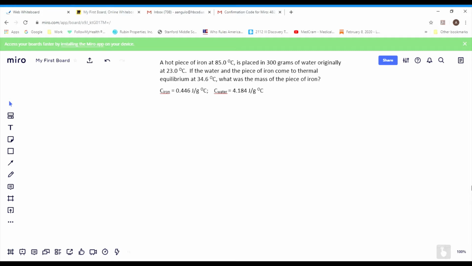Let's go ahead and try this problem right here. This problem says a hot piece of iron at 85 degrees Celsius is placed in 300 grams of water originally at 23 degrees Celsius. If the water and the piece of iron come to thermal equilibrium at 34.6 degrees Celsius, in other words, that's where they met, the iron cooled off and the water warmed up, and the temperature of the iron came down, the temperature of the water went up, and they finally met at 34.6 degrees Celsius. And that's where they stopped changing. What was the mass of the piece of iron?